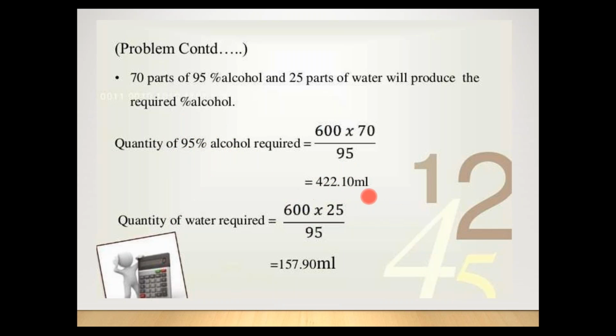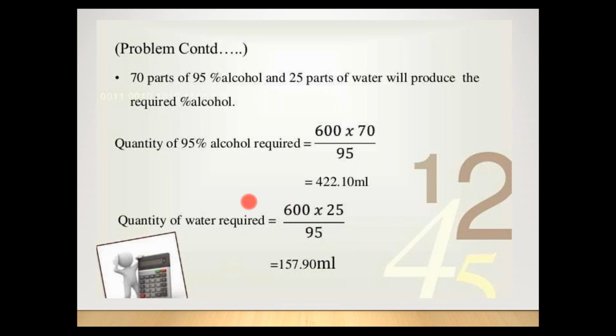So what we know is only how much alcohol is required. Naturally you cannot simply use it as it is, 422. You have to add water to dilute it. So how much did they mention? 25 parts. So in terms of volume, what we will do is volume required was 600 ml multiplied by the 25 parts divided by the strength or the percentage of the alcohol which has to be used, that is 95. So you will get 157.9 ml. So when you add both, you can check, if you add both, you will get 600.